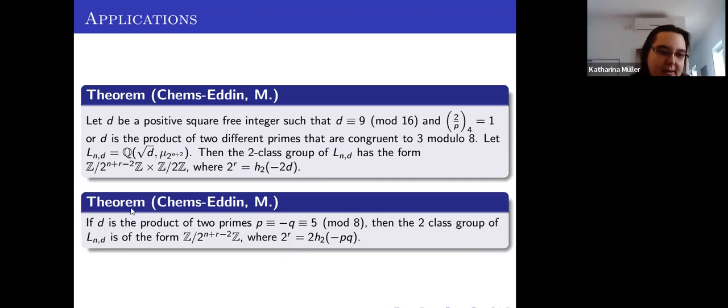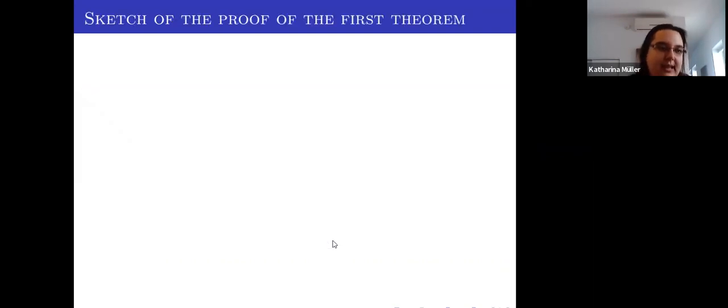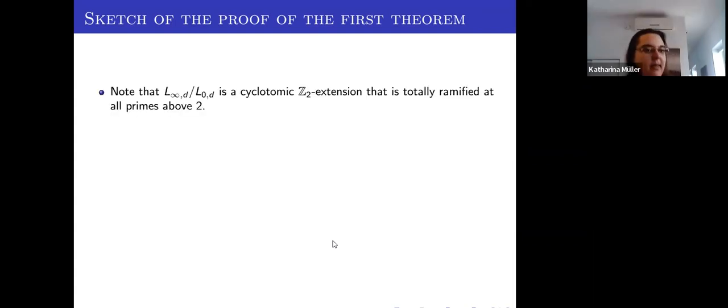And we have a second theorem. If D is the product of 2 primes, P congruent to -Q congruent to 5 mod 8, then the 2-class group of L_{n,D} is cyclic and is of the form Z/2^{n+r-2}Z, where 2^r is 2 times h_2(-pq). And let me also say a little bit about the proof of this theorem.